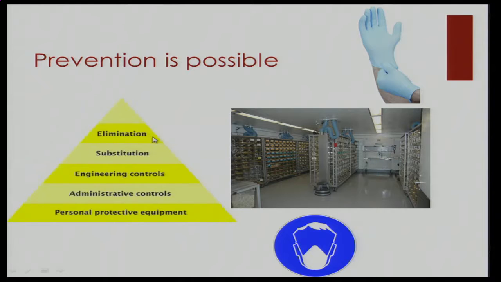But prevention is possible, so we all are very familiar with our hierarchy of control measures. This is a research laboratory which contains mice, and the mice are in these individual containers, and there is negative pressure ventilation here with extraction in through the room, through the chambers, and then out through these exhausts in the ceiling. So it really substantially minimises the amount of allergen in the air.